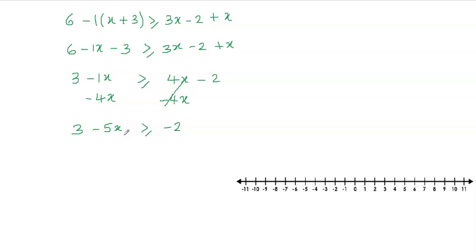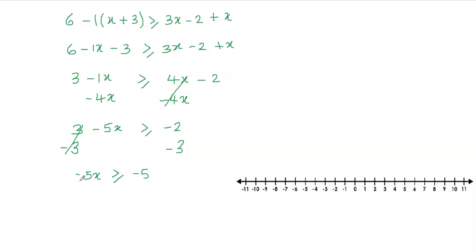Now, to isolate the variable x, all I need to do is to get rid of 3 first, and then we can get rid of this -5. So first of all, I'm going to get rid of 3, so I'll subtract 3 from both sides of my inequality. 3 minus 3 will be 0, so this is gone, and I have -5x left on the left-hand side. This is greater than or equal to -2 minus 3, which will give me -5.